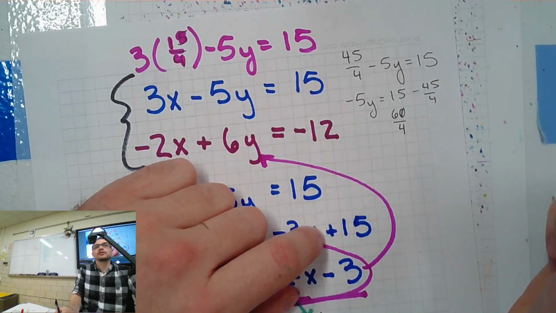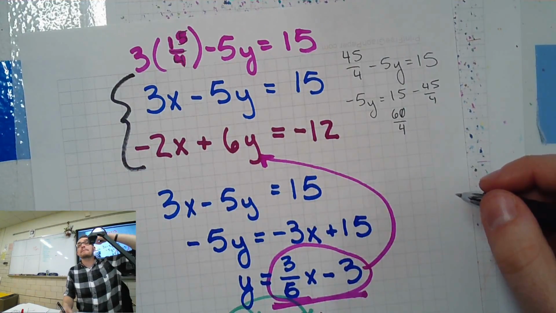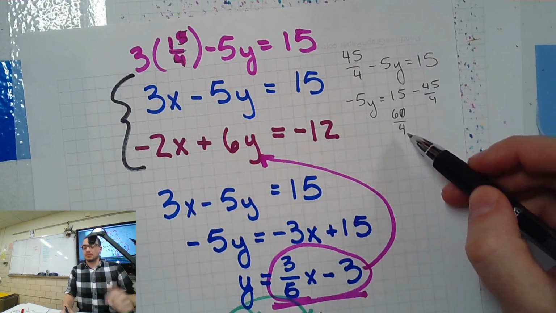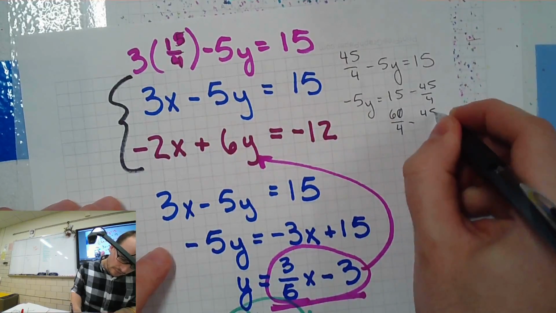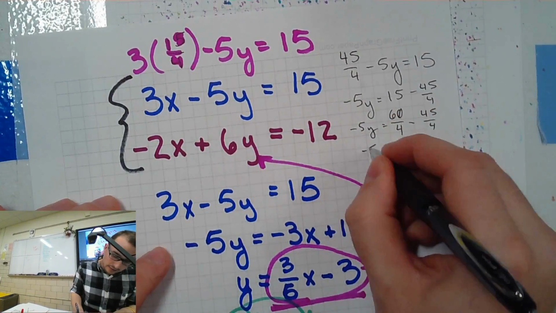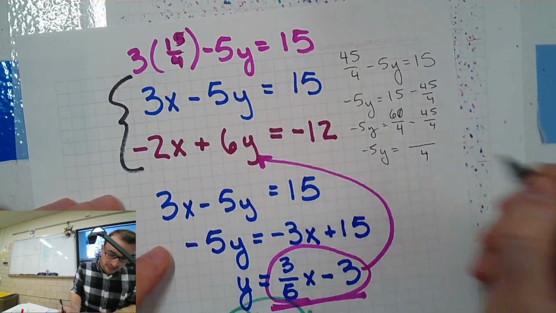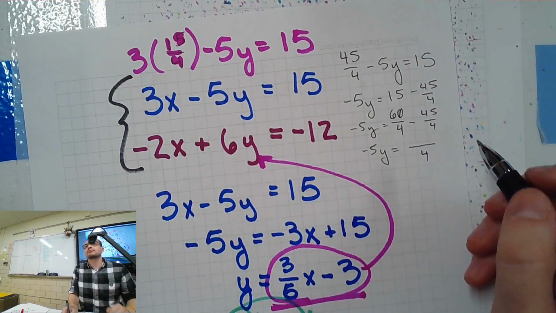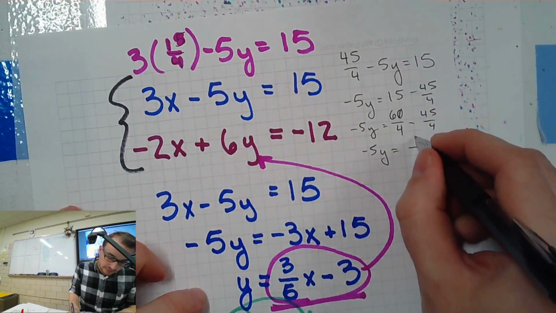Is 60 divided by 4 15? Think about it. What's 60 divided by 2? Divide by 2 again. 15, right? Dividing by 2 twice is the same thing as dividing by 4. How many fourths do I have now? 60 minus 45. Come on. 15 fourths.